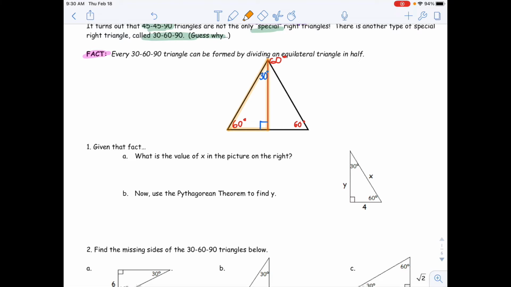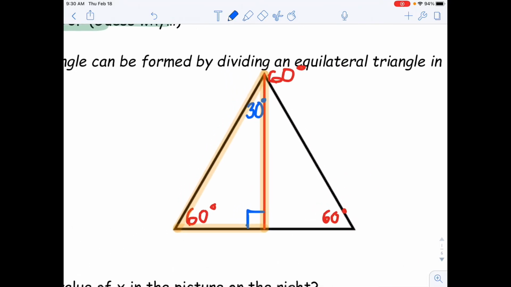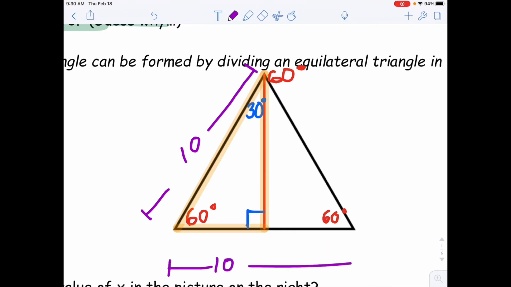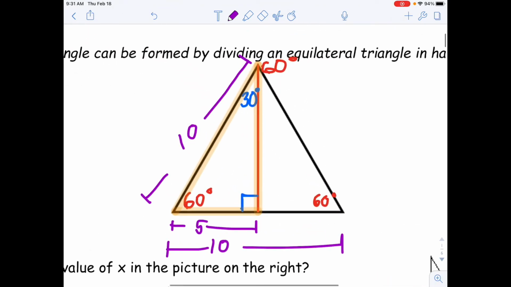Anywho, given that fact, let's just talk about something really fast before we even move on. Hypothetically, let's just say this number was 10. If this side was 10, remember this is an equilateral triangle, so the bottom is 10, and this right here would then be 5. So already, if we're given the hypotenuse, in 2 seconds we can figure out the short leg of this triangle. And that's going to help us really think about stuff moving forward.